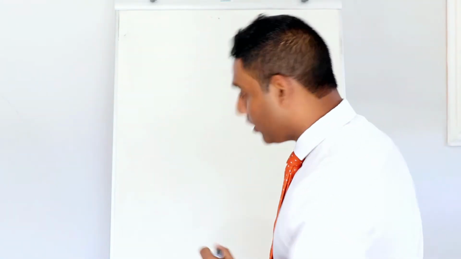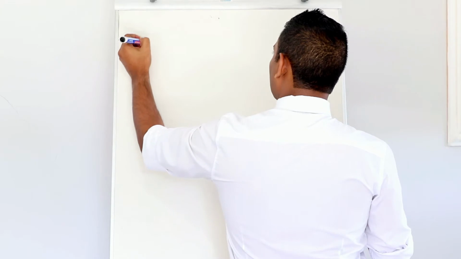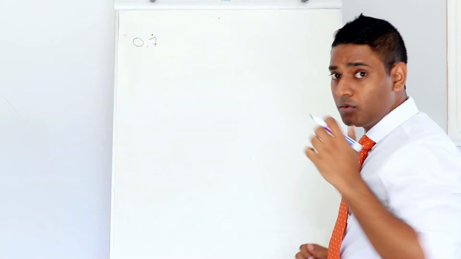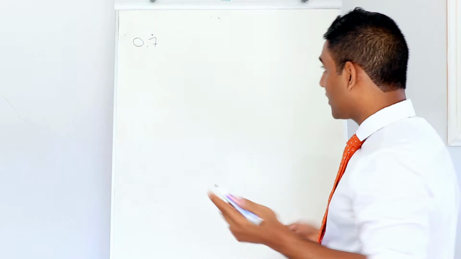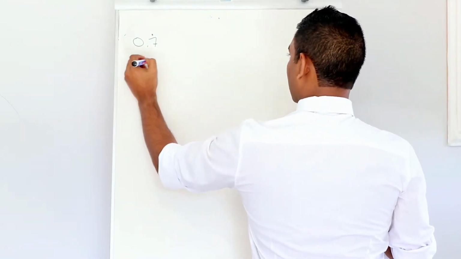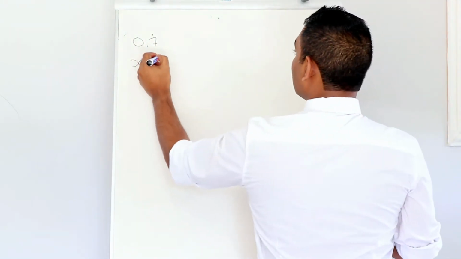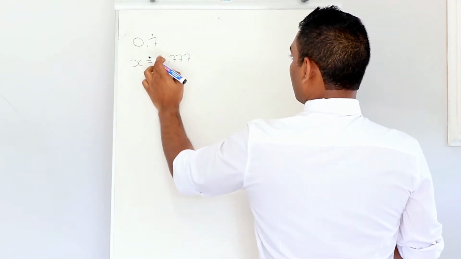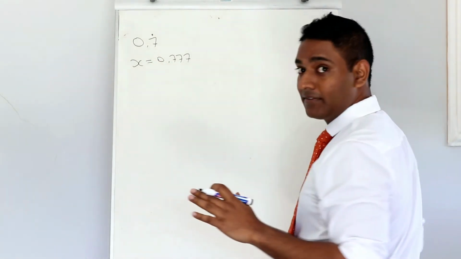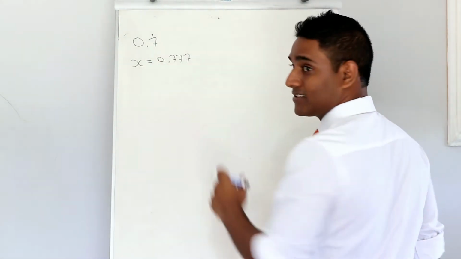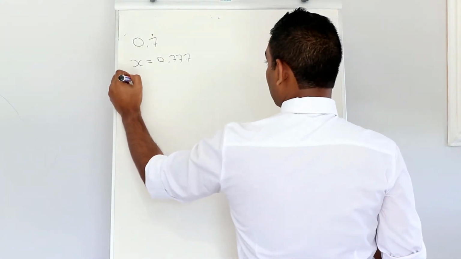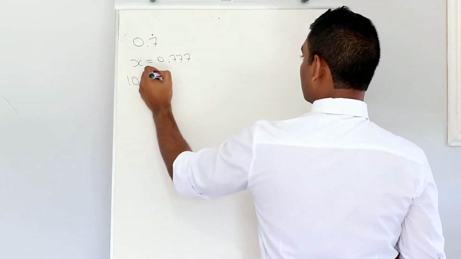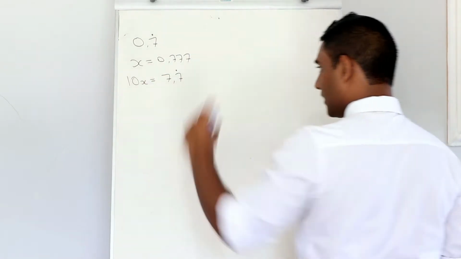So now we're going to do an example of recurring decimals and write them as fractions. Let's take the example of 0.7 recurring. How do we represent this as a fraction? Let's call this x. x is equal to 0.777, recurring. First we multiply the left and the right by 10, since there is one recurring digit. What we do to the left, we must do to the right. So 10x is equal to 7.7 recurring.